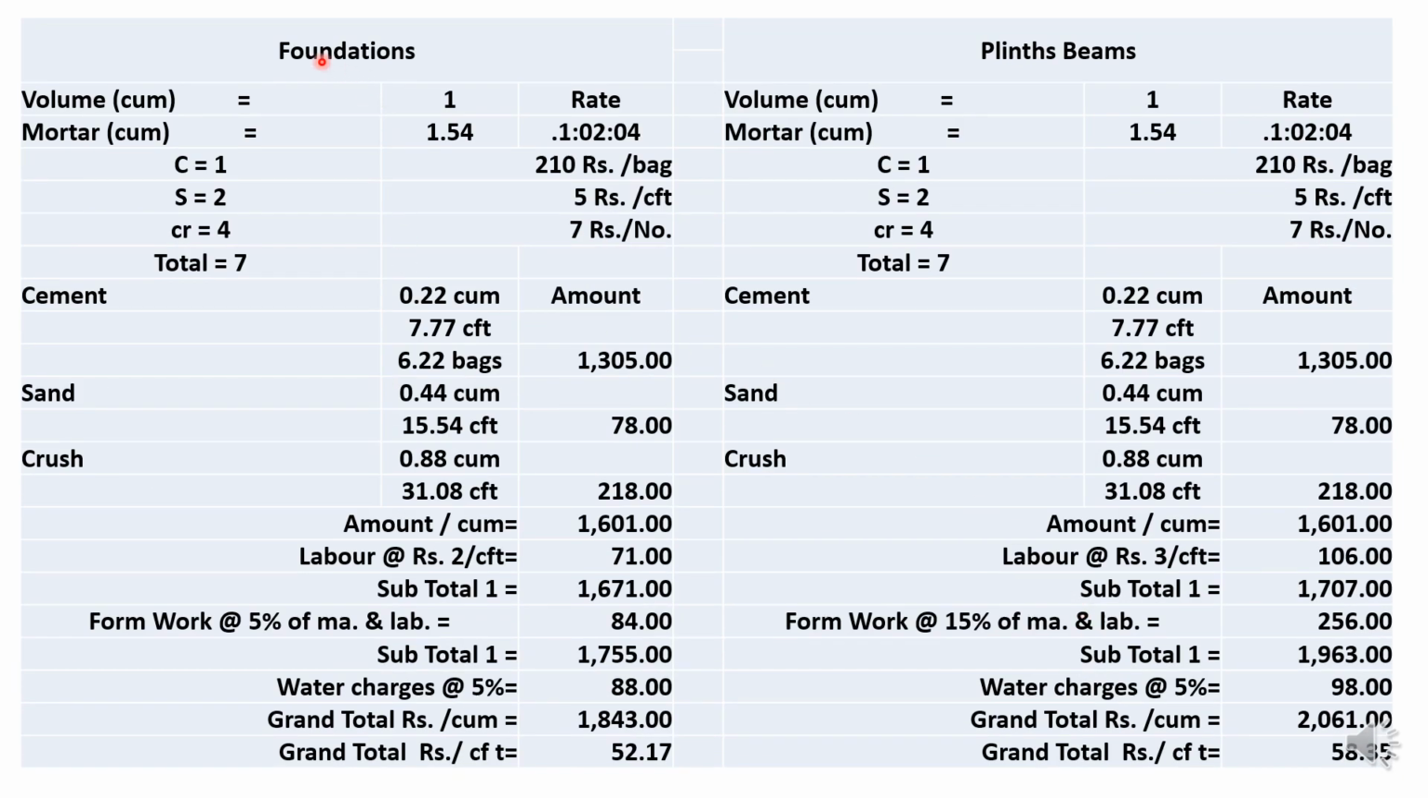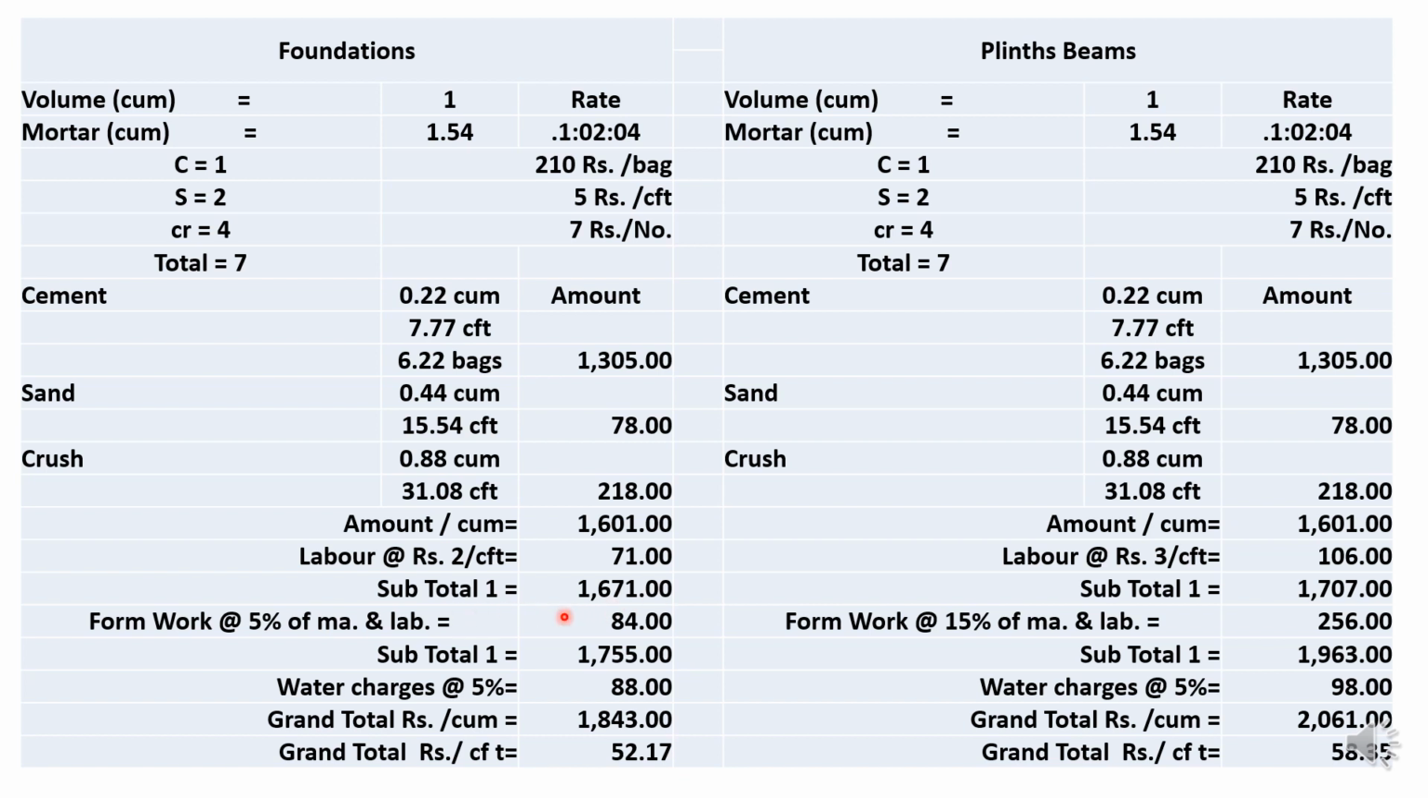Now let us come to the concreting in foundation. Volume is equal to 1 cubic meter. Dry mortar 1.54. The ratio will be 1:2:4. Cement 210. Sand 5 rupees. Aggregates will be 7 rupees. Cement 0.77 CFT, that is 6.22 bags 1305. Sand 15.54 CFT 78 rupees. Crushed aggregate 31.87 CFT will be 218. Amount per cubic meter will be 1601.